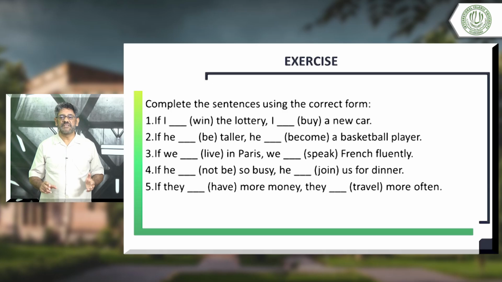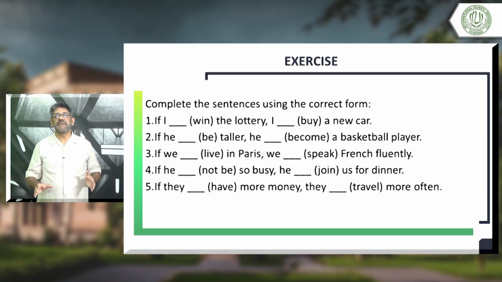If he wasn't so busy, he would join us for dinner. Very good. He would join us for dinner. Number 5, if they, now, what is the past form of have? If they had. Very good. If they had more money, they would travel more often.